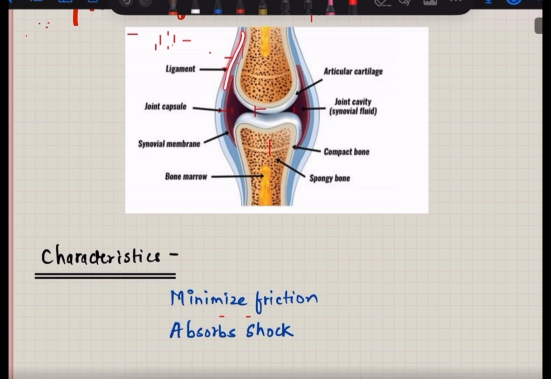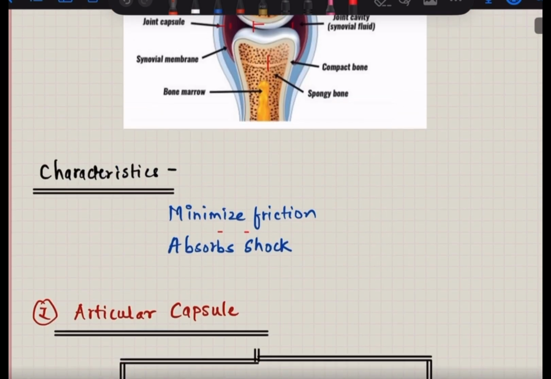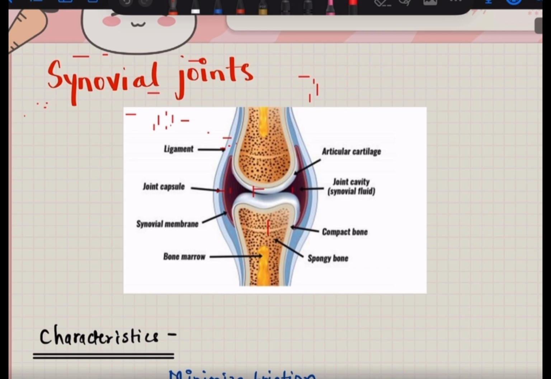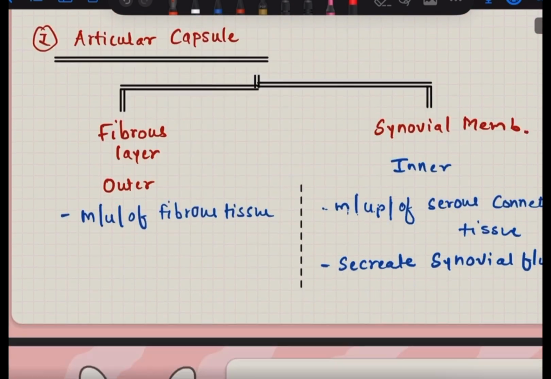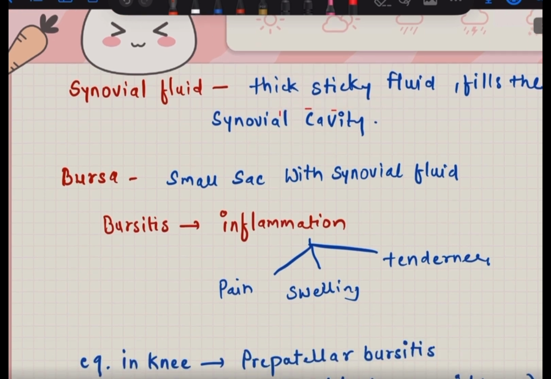The fibrous membrane is made up of fibrous connective tissue and the synovial membrane is made up of serous connective tissue, and the synovial membrane is responsible for secretion of synovial fluid. So what is synovial fluid then? The synovial fluid is a thick, sticky fluid which fills the synovial cavity.